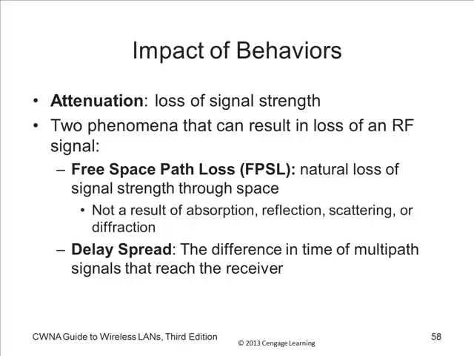Two phenomena: free space path loss, and that's a term they want you to know. All that says is the farther you get away, the lower it's going to get. Delay spread is the difference in time in multipath signals that reach the receiver. And free space path loss is not a result of absorption, reflection, scattering, or diffraction, all those things that we talked about. That means it's just out in free space, and what it does is spread out, right? And as it spreads out, it's going to get weaker.